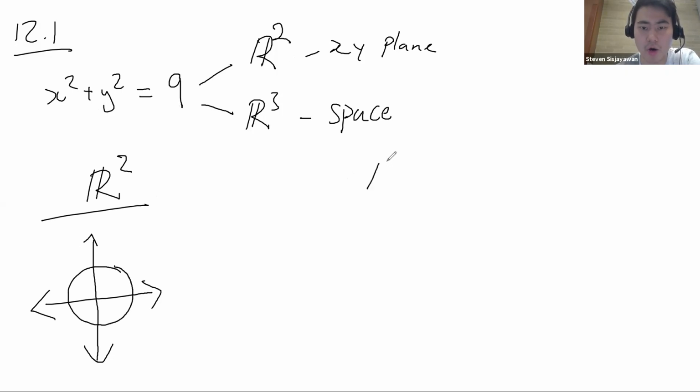But in R3, hold up, let me use the eraser. In R3, it is not going to look like that. Any questions so far regarding the representation of x squared plus y squared in R2?